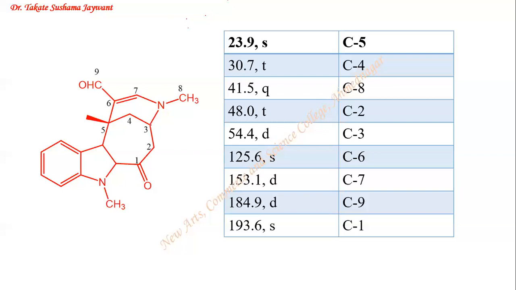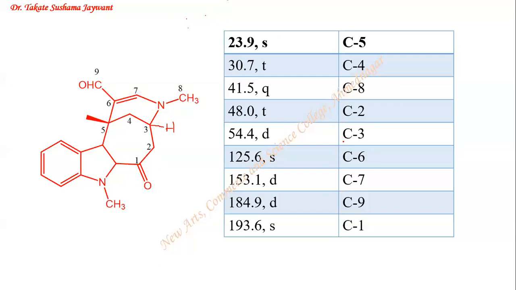Next signal is 54.4 doublet. In this case we have one hydrogen present at C3, and this is the only sp3 hybrid carbon atom which will give me a doublet here. Now as this C3 is attached to nitrogen, it becomes deshielded, and this signal, 54.4 doublet, corresponds to the C3 carbon atom.